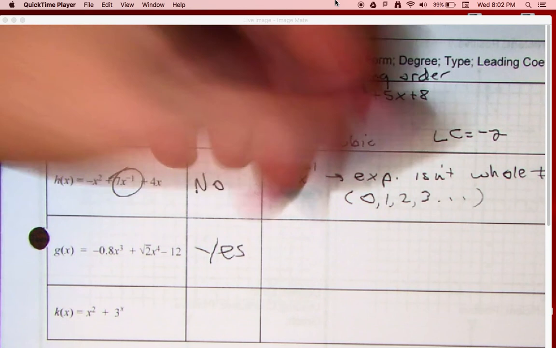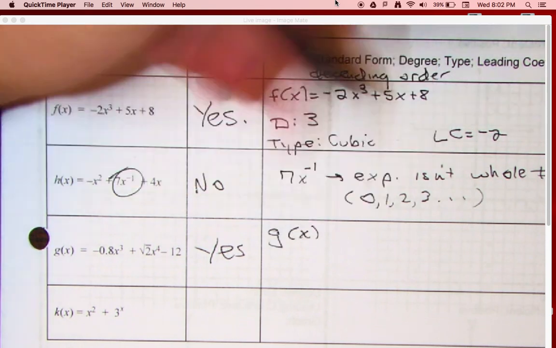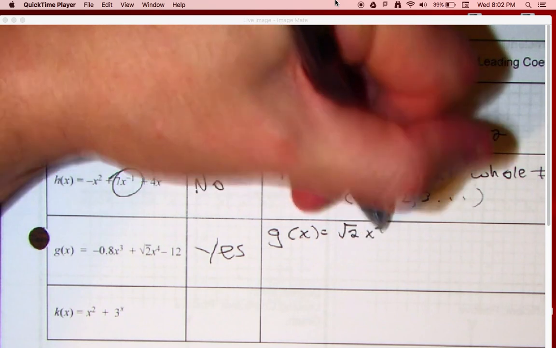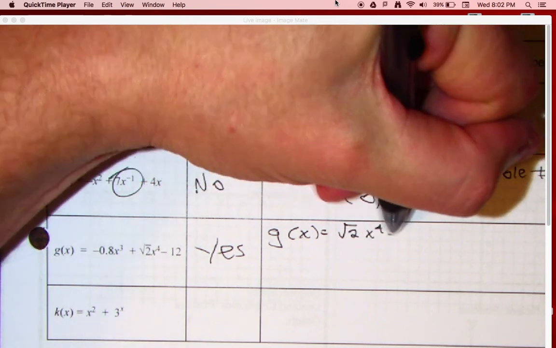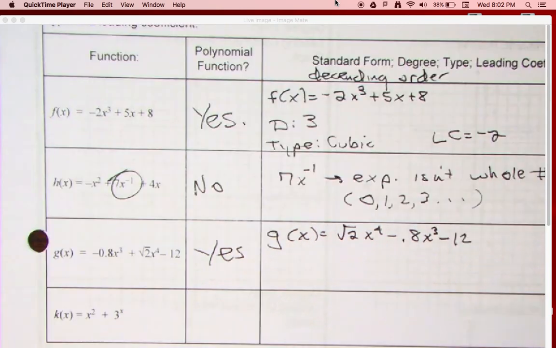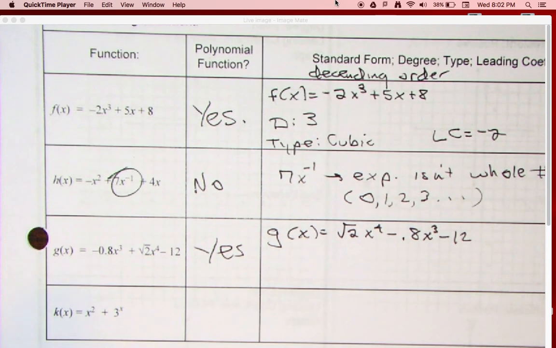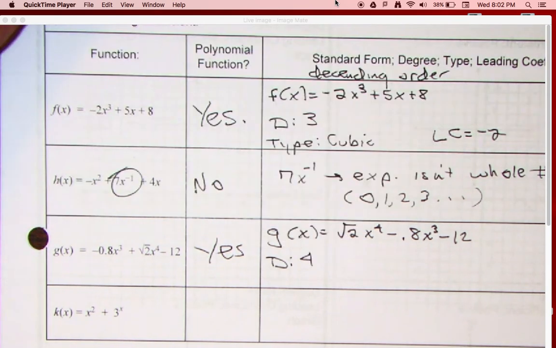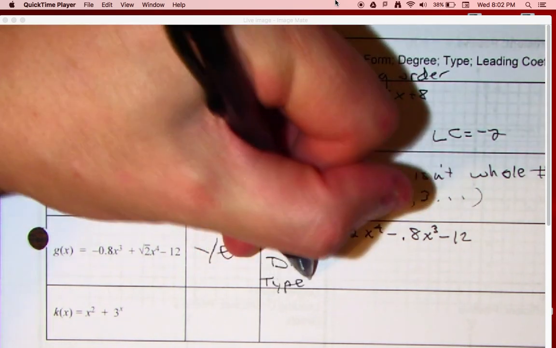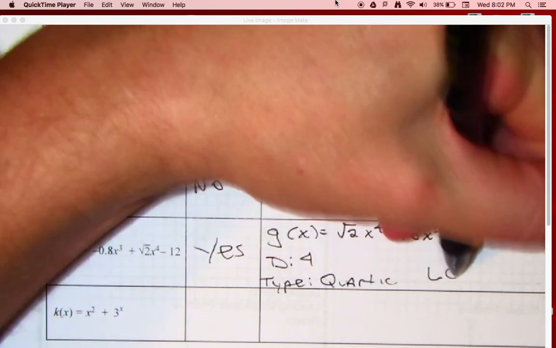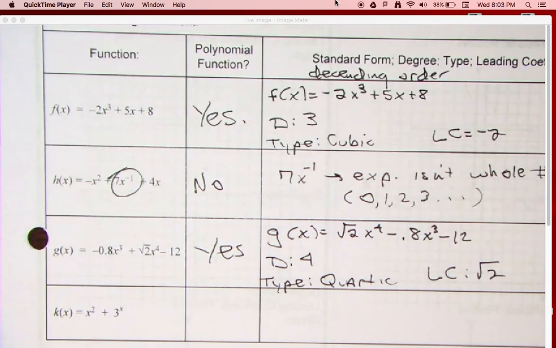Yes. Rewrite it in standard form. Highest exponent to lowest. So square root of 2x to the 4th minus 0.8x to the 3rd minus 12. All right, so what's next? So the degree. Degree is 4. The type is quartic. And my leading coefficient is the square root of 2. Okay.